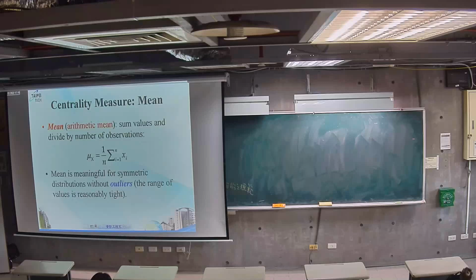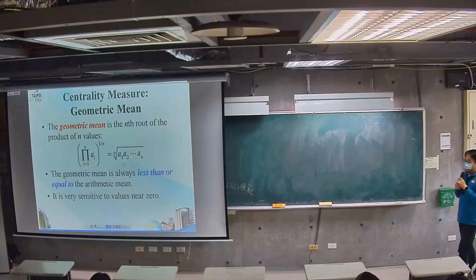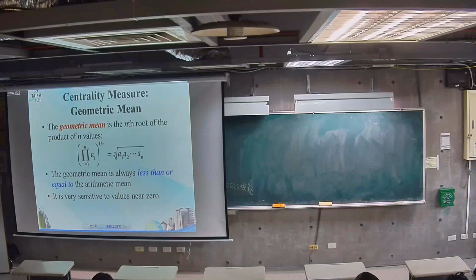So this will be the mean. The other centrality measure would be the geometric mean. That's different from the arithmetic mean. If we have n values, we multiply them together and take the nth root of the product. So this will be the geometric mean.